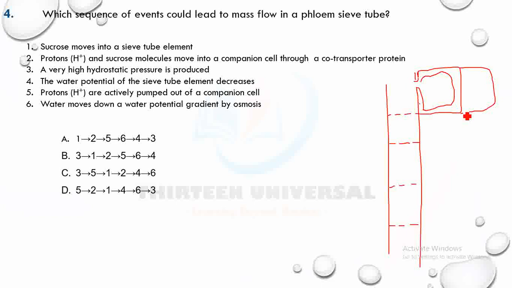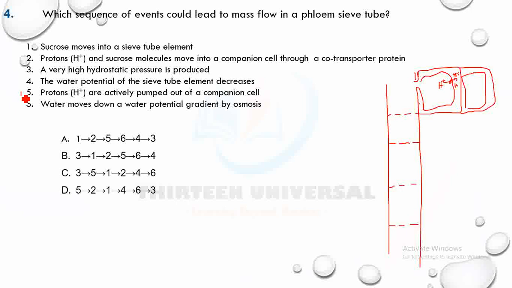Okay, so the first thing that happens is that sucrose is loaded. So how is sucrose loaded? Hydrogen ion is first of all pumped into the cell wall. Can you see the hydrogen ion here? It is actively pumped into the cell wall to set up a hydrogen ion concentration gradient in the cell wall of the companion cell. That is done by the hydrogen ion pump, a transport protein in the cell membrane. So that's the first thing that happens. Let's go there. Which one says that? Number 5 is the first thing that happens.